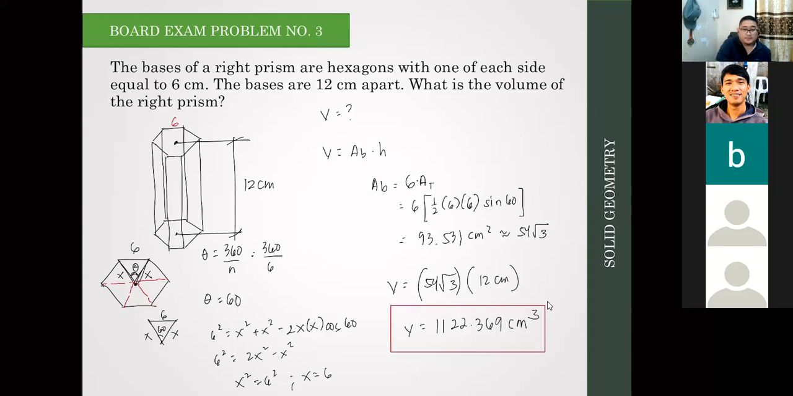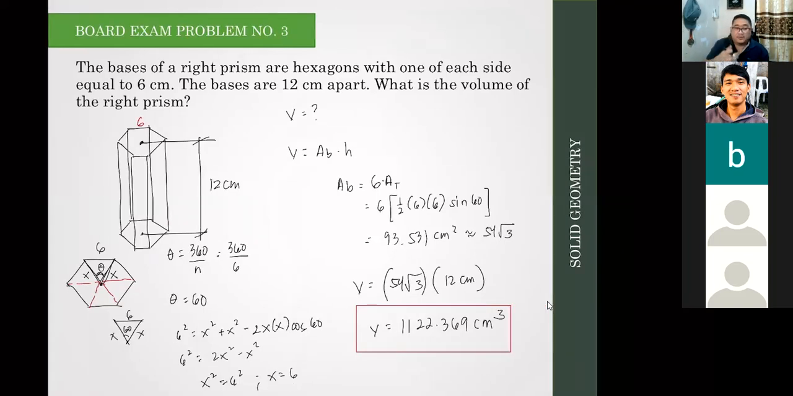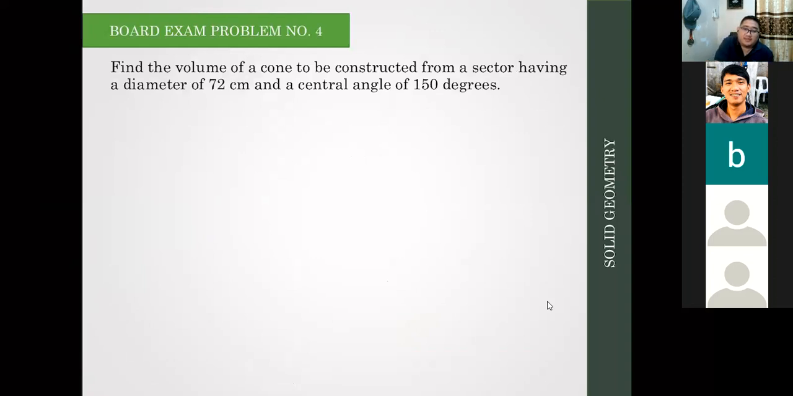Okay, next. Find the volume of a cone to be constructed from a sector having a diameter of 72 centimeter and a central angle of 150 degrees. Okay.